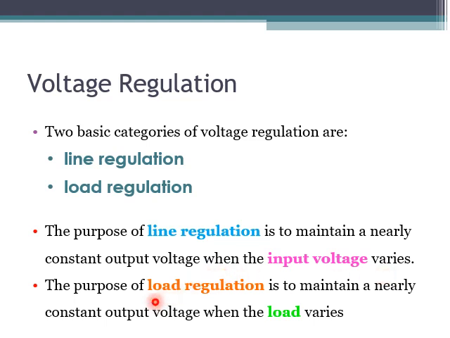Next, what do you mean by load regulation? The purpose of load regulation is to maintain a nearly constant output voltage when the load varies. Even when the load varies, right? Load means you have any fluctuations in the load, so you should maintain a constant output voltage. Okay, right?